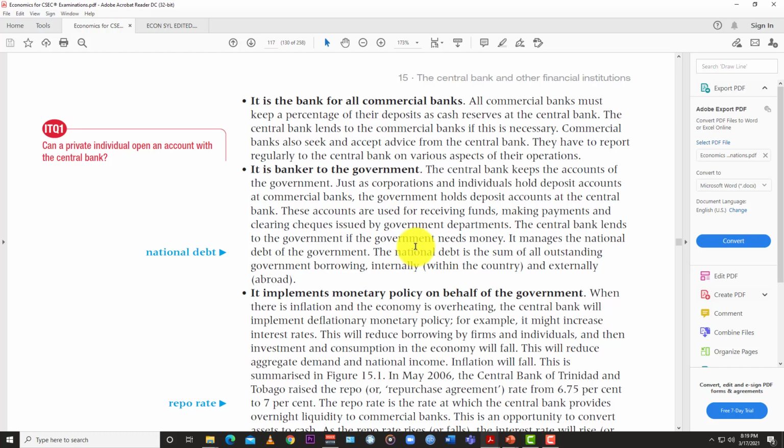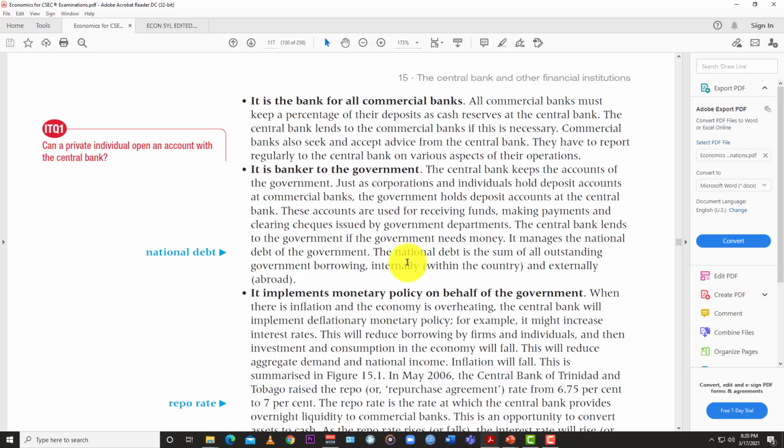One thing you have to note here is that in some countries, their version of the central bank is not owned by the government. Some of them are private entities. For example, in the USA, the Federal Reserve is actually a private entity. It is not a government entity.